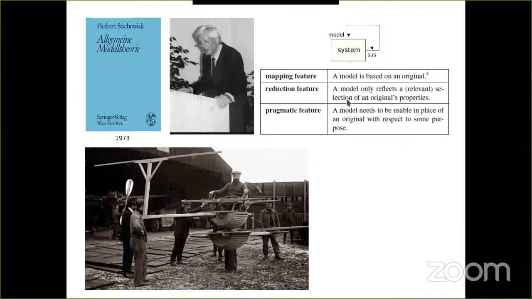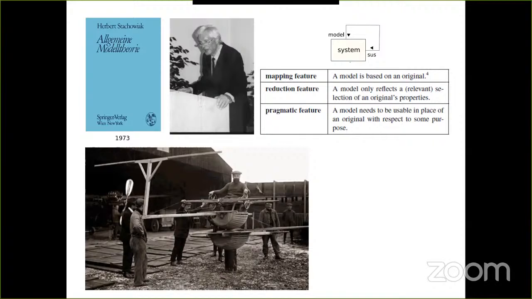There's also the notion of reduction. A model only reflects a relevant selection of an original's properties. And that word properties is very important. Why do we build a model? We build a model because we are interested in studying certain properties. For example, the trajectory of a car, maybe the fuel consumption of a car, maybe the safety of a car. All of these are properties of interest. We build a model instead of working with the original, doing an experiment with the original, to investigate these properties.